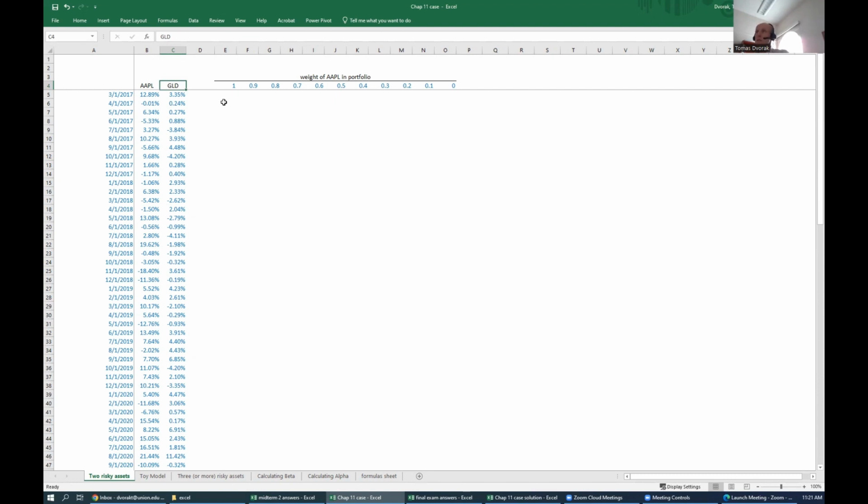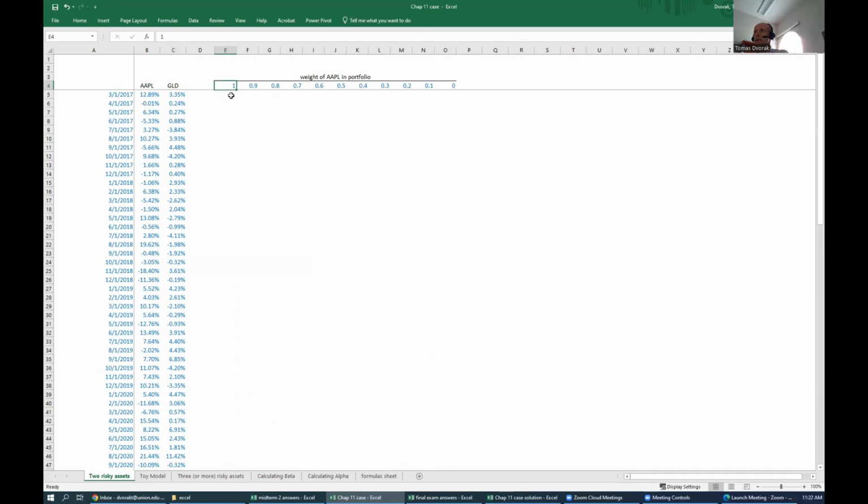We're going to mix these two investments, Apple and gold, in different proportions, because we can mix them. We can do 50-50, we can do 40-60, and so on, but we're going to do it in 10 percentage point increments. We're going to start with a weight of Apple being 1, so 100% Apple, all the way down to 0% Apple and 100% gold. Here we have some monthly returns on those two investments.